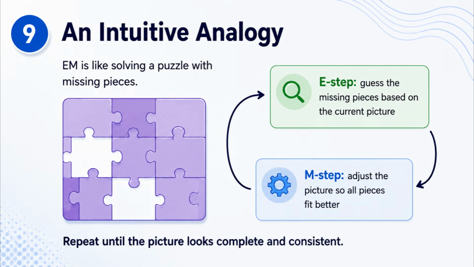Think of EM like solving a puzzle with missing pieces. During the E step, you look at the pieces you already have and estimate what the missing pieces probably look like. During the M step, you adjust your understanding of the overall picture so everything fits together better. Then you estimate the missing pieces again using the improved picture. This process continues until the puzzle becomes consistent. EM works in a similar way: estimate what is hidden, improve the model, and repeat until the solution stabilizes.